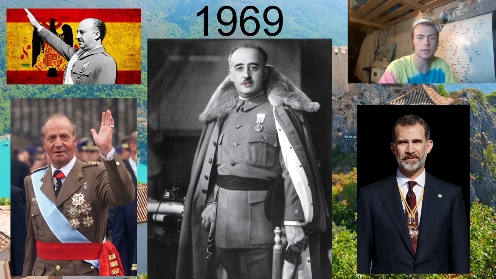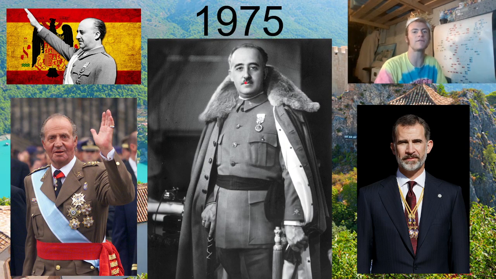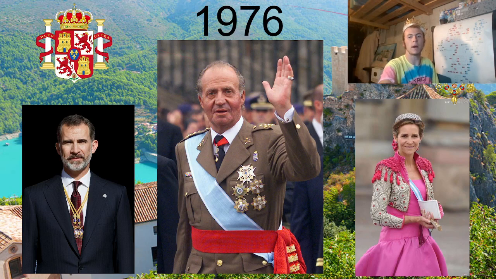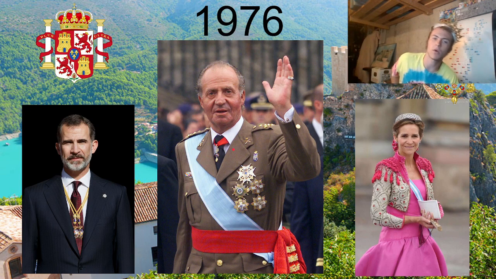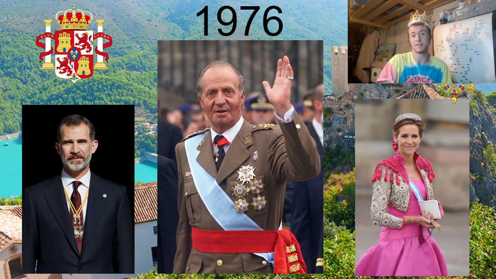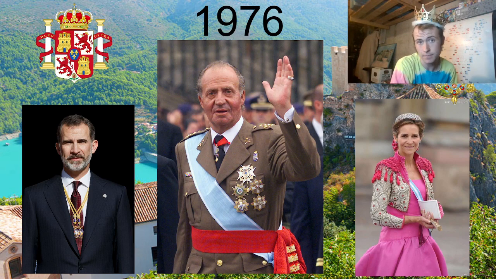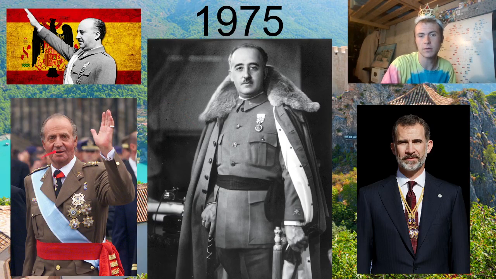El Dictador ends up ruling until 1975 when he dies. The fascist dictatorship comes to an end. So he dies in 1975, so now the Bourbons are back on the throne. And Juan Carlos becomes king, Juan Carlos the First. Now, Juan Carlos is actually still alive. Okay? He's still kicking.